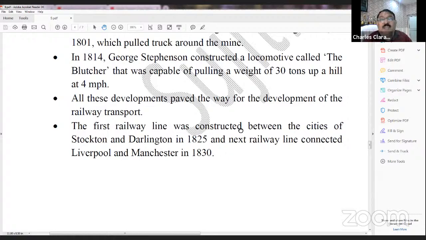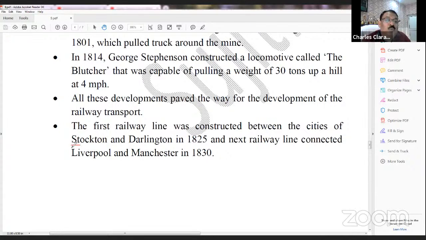All these developments paved the way for the development of transport. Now you had so many things. It made railway transportation faster and stronger. The first railway line was constructed. Important. The first railway line was constructed.